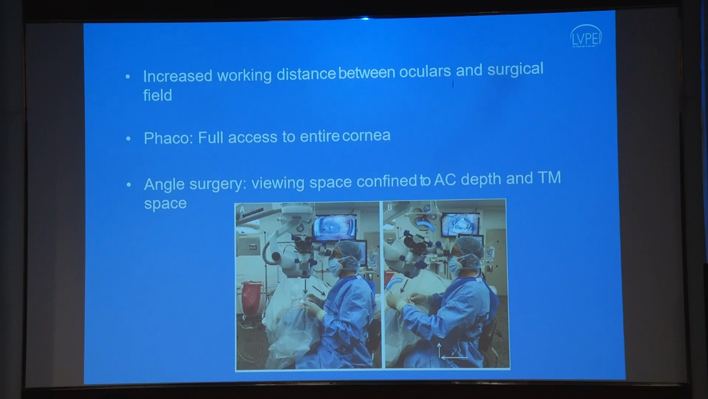While doing phacoemulsification, you have full access to the entire cornea. You have everything visible. Whereas in the angle surgeries, the viewing space is confined to the anterior chamber depth and the area of interest, the trabecular meshwork space.